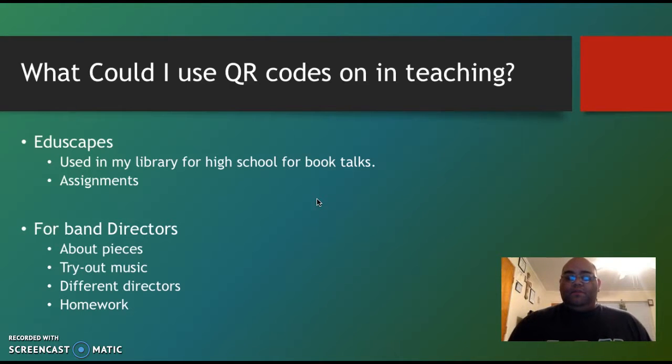Another way QR codes can be used for band directors is for learning about different directors and learning about the history of music, such as Beethoven, Bach, and etc. Also, I can use QR codes for homework.